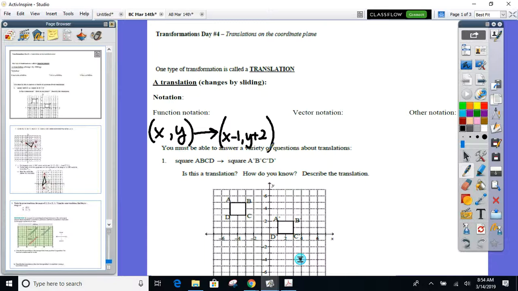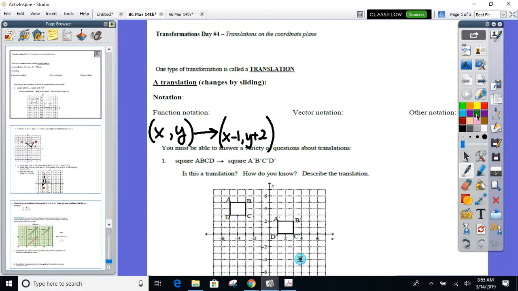Here's why. Where am I moving this point if I'm going minus 1? Think about the x-axis. You can only travel left and right. So this is going left 1, up 2. So I'm sliding left 1, up 2 to this point. All right? That's function notation. It's going to tell you exactly what to do with the x, what to do with the y.